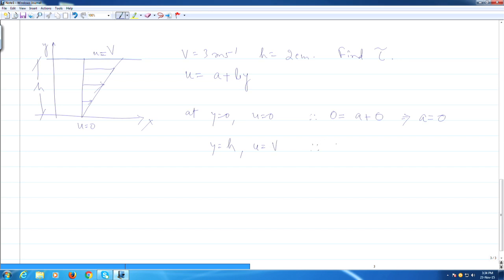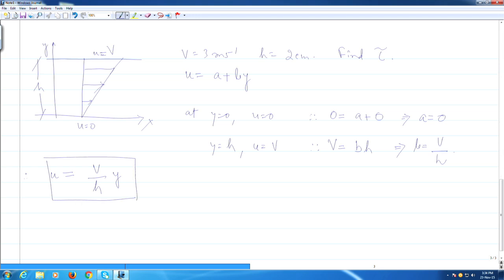So u is equal to V, a is 0, we got that, so this is b into h. So b is equal to V by h. Therefore we can write u to be equal to V by h into y, right? Let's call this expression 1.